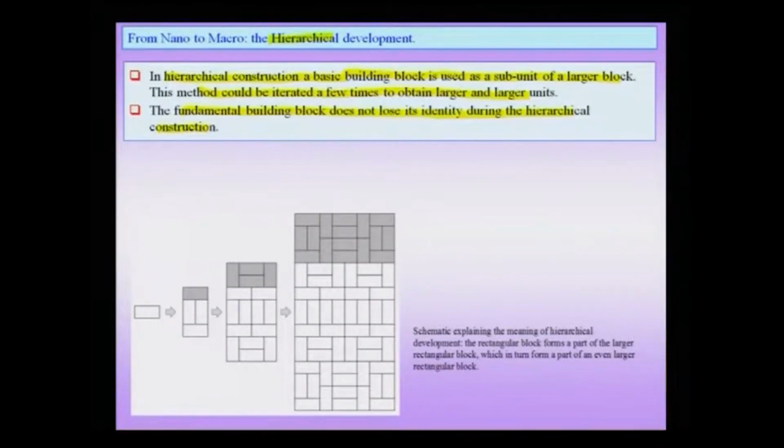So, let us take a schematic example explaining the meaning of what is meant by this hierarchical construction. I have, for instance, a large macroscopic or a micron size block which can be considered here. This can be constructed starting with a single unit. For instance, this is a brick, a rectangular brick, and I can use this rectangular brick as a subunit in a larger unit. So, you can see that when I make this larger construction, this rectangular brick with similar rectangular bricks gives rise to a larger unit which itself is a rectangular brick of a similar aspect ratio.